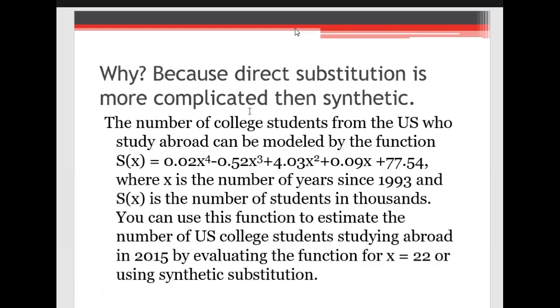Why do we use it? Well, we use it because synthetic substitution can be way simpler for complicated problems. So here we have s of x equals 0.02x to the fourth minus 0.52x cubed plus 4.03x squared plus 0.09x plus 77.54, where x is the number of years since 1993, and s of x is the number of students in thousands. You can use this function to estimate the number of U.S. students studying abroad in 2015 by evaluating the function for x equals 22, or using synthetic substitution.